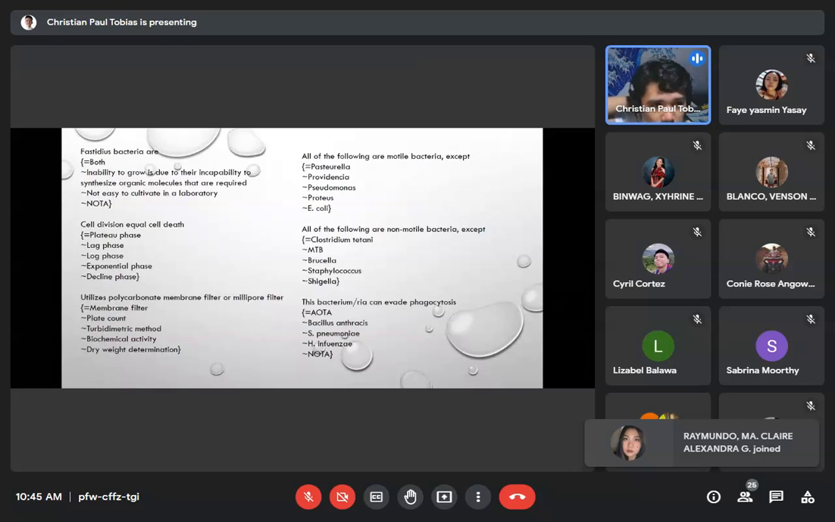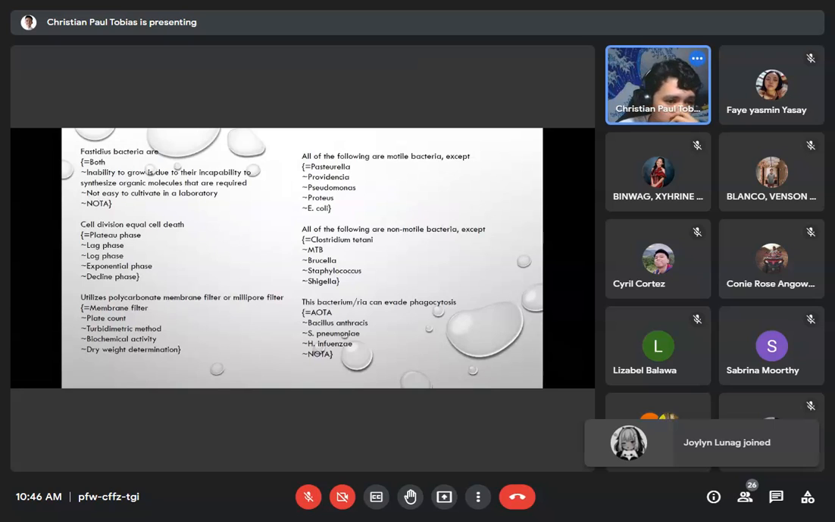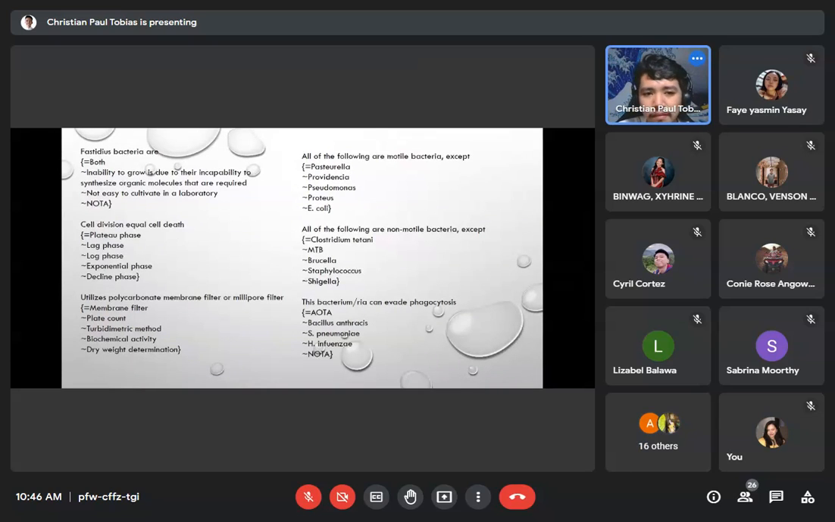So, cell divisions equal cell death, plot 2, di ba? Lag phase, kapag lag phase, di ba yung paangat pa lang yan? So, strictly, may mga growth naman yan. Kaso, by definition, no cell division pa lang. Sa lag phase and exponential, the same lang yan. Decline phase or the dead phase. Okay, utilizes polycarbonate membrane filter or millipore filter. Membrane filter, millipore filter, membrane filter.